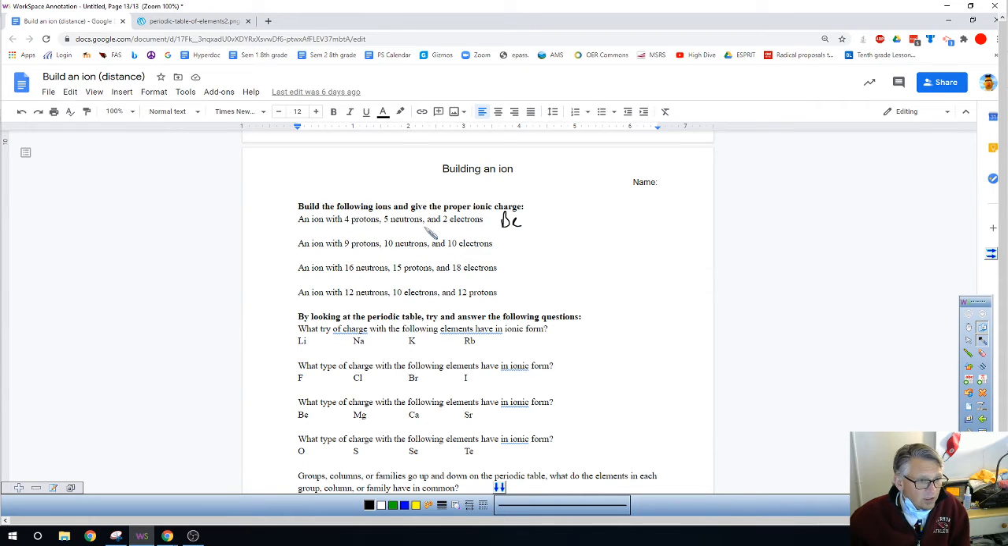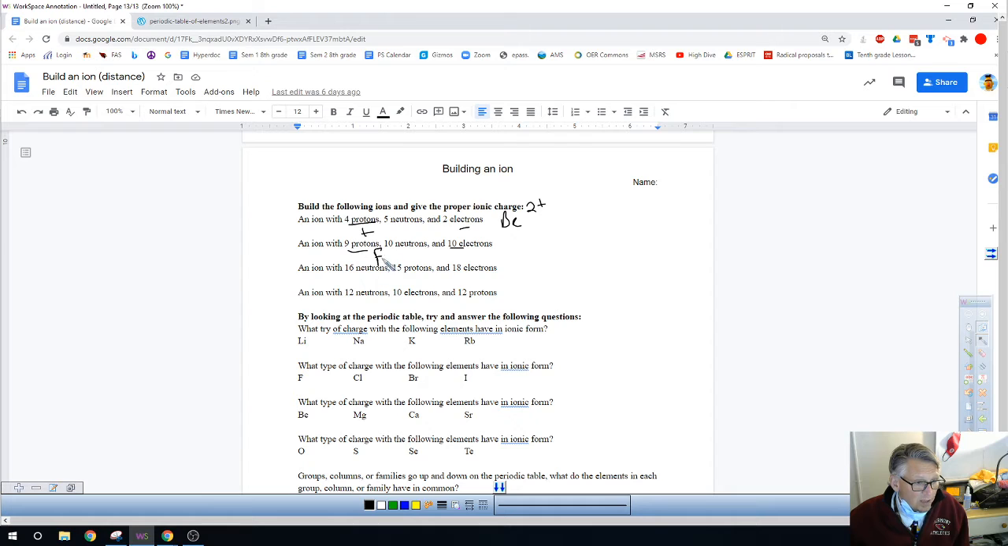So we have beryllium, and it has 4 positives and 2 negatives. So that means it has 2 more positives than negatives. So that means it'll be a 2 positive. And 9 protons, and I'm not going to switch back. I'm just going to look at my periodic table here. That is fluorine. So fluorine has 9 protons and 10 electrons.